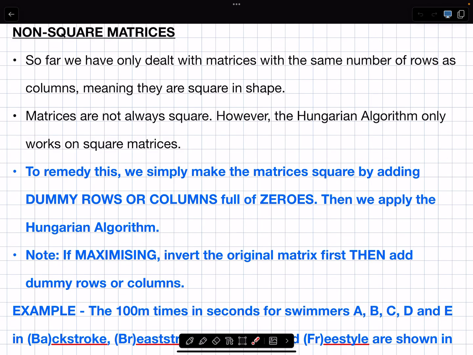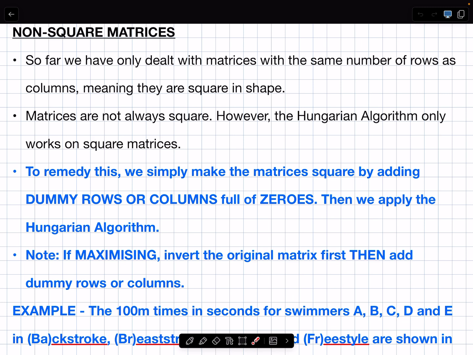So this is the very last lesson of Year 12 General Maths. So far, we've only dealt with matrices that have the same number of rows as columns, meaning what? That means that they're square in shape. Matrices don't always have to be square. Unfortunately, the Hungarian algorithm that you've been hammered with only works on square matrices. So what do? To fix this, we simply make the matrix square.